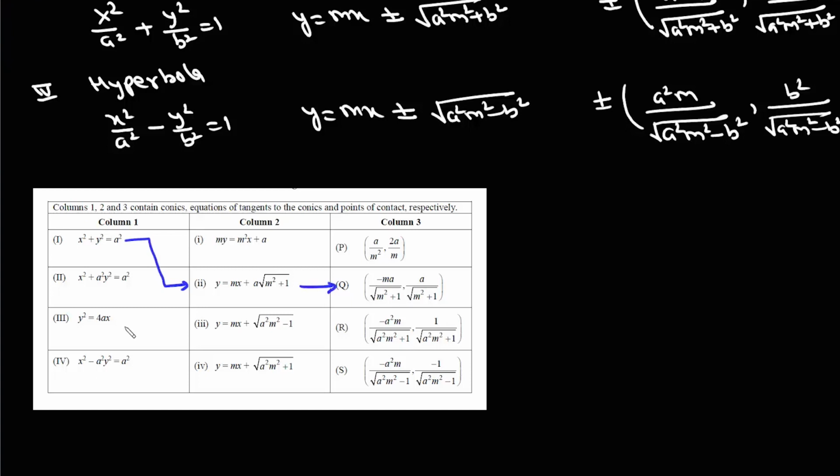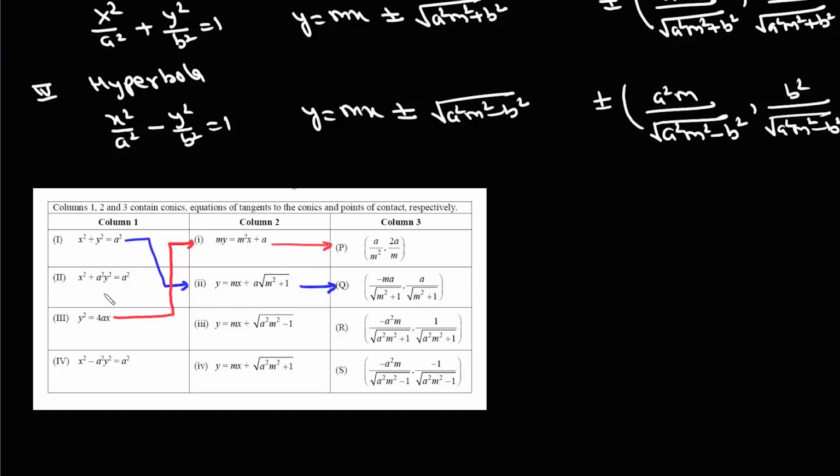Now this third one is parabola, and we know that equation of tangent to parabola is y equals mx plus a by m. That means this third matches with 1, and its point of contact is a upon m square comma 2a by m. So it will be this p.